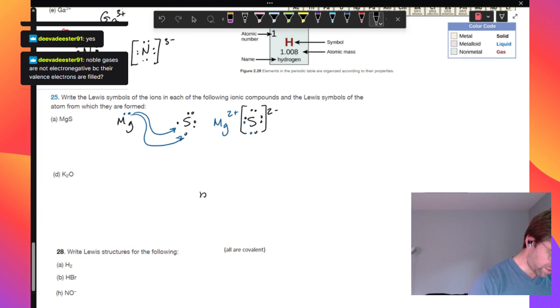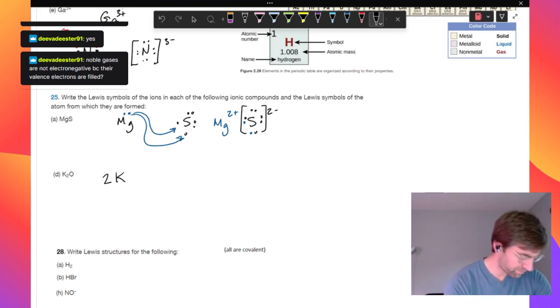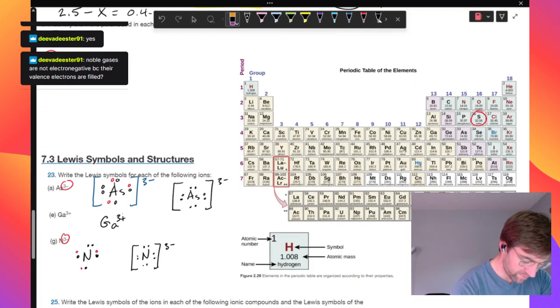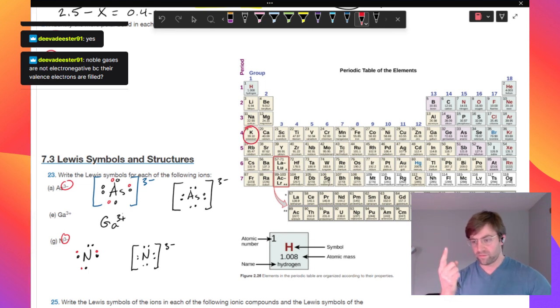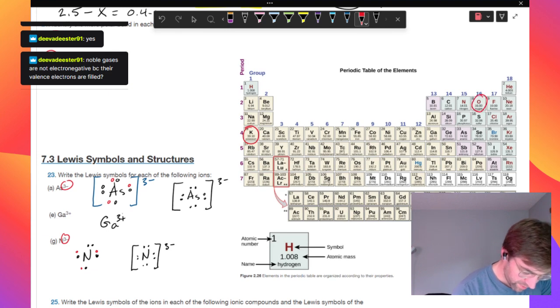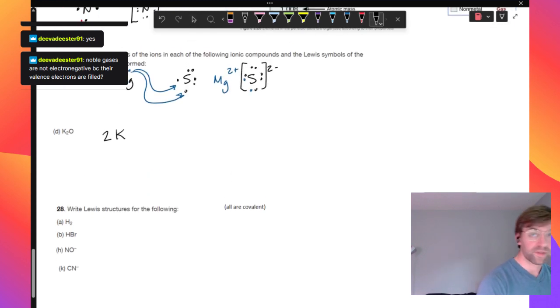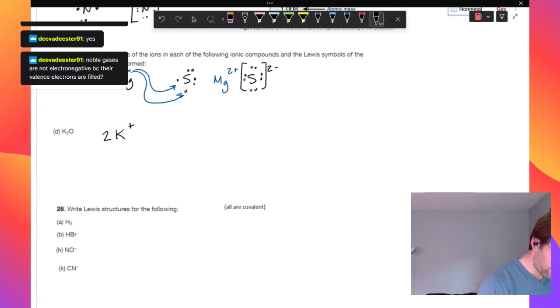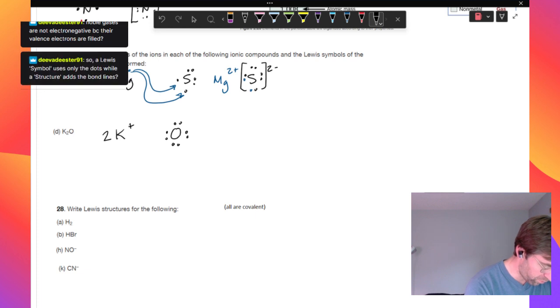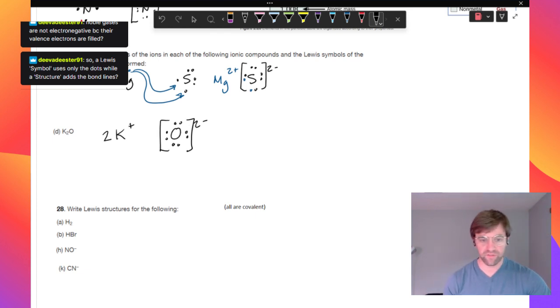So similar story with potassium and oxygen. For potassium, we've got 2 of these. I'm just going to write it once. Looking at our periodic table here, potassium's got 1. Oxygen has 6. So each of those potassiums is going to give up their electron. And the oxygen would normally have 6, picks up 2 from the potassiums, and oxygen achieves that 2 negative charge.